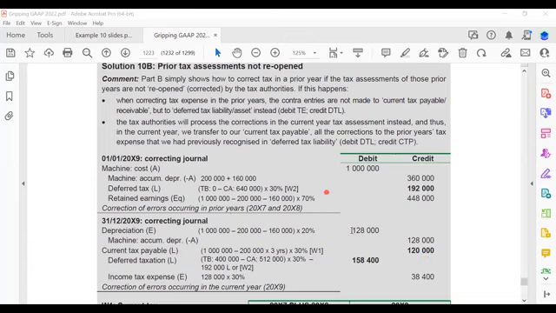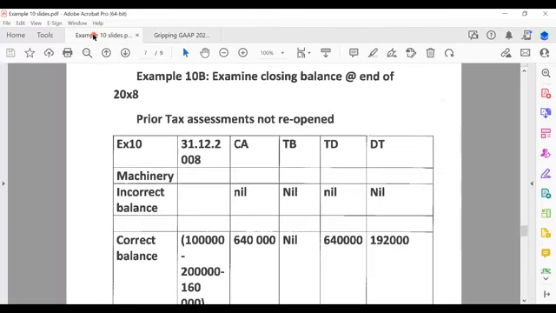Okay, any questions up to this point before we look at deferred tax? Okay, we've just got 5 minutes left. I'm going to go through the deferred tax with you. And we're going to look at, well, what is the deferred tax workings now that we've reached the end of the year?